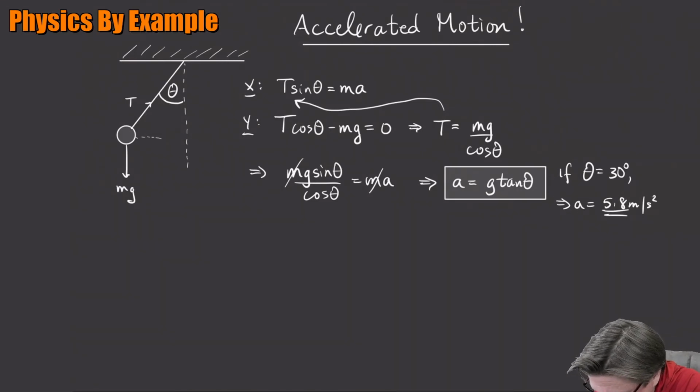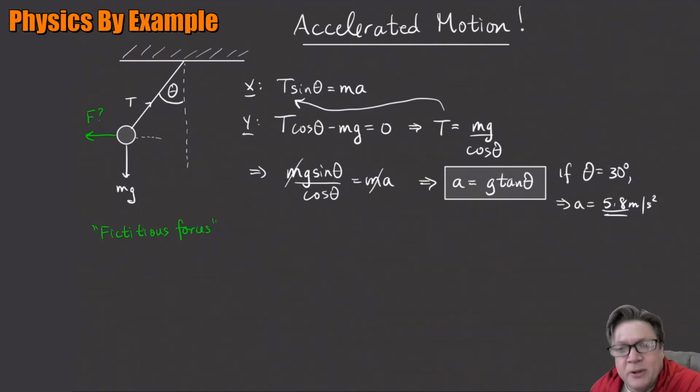I'm going to put it in another color so we don't take it seriously. You would have to make up some other force acting, let's say, back that way, pulling the mass back that way in order to get everything to balance. In physics, these are called, hopefully I spelled that right, fictitious forces. In other words, it doesn't really exist.